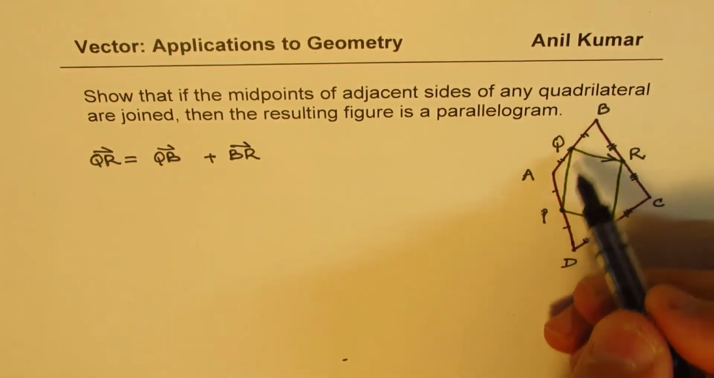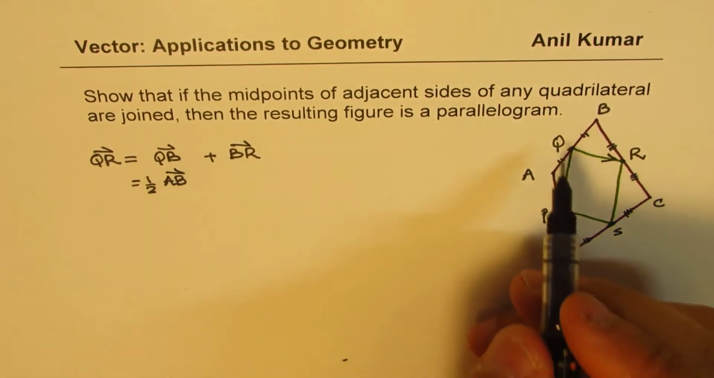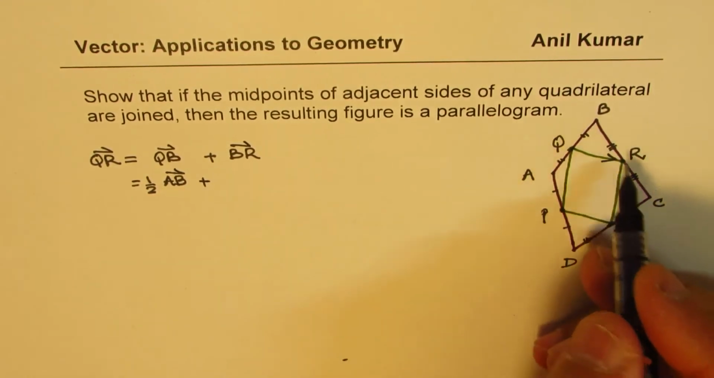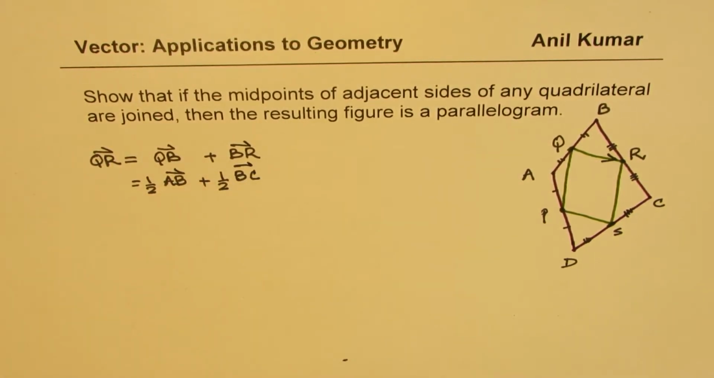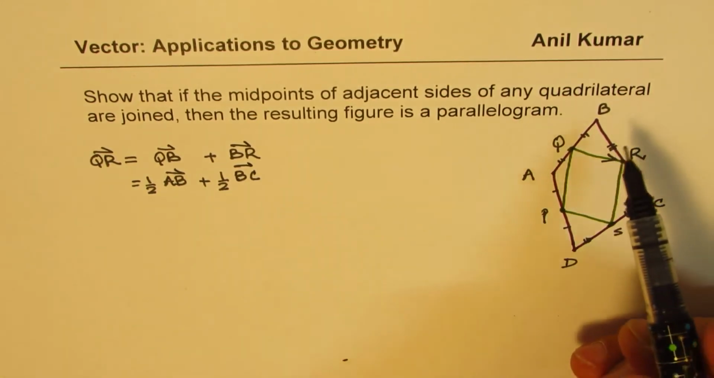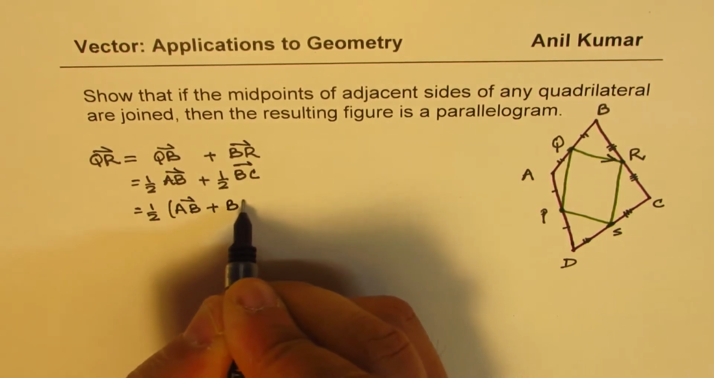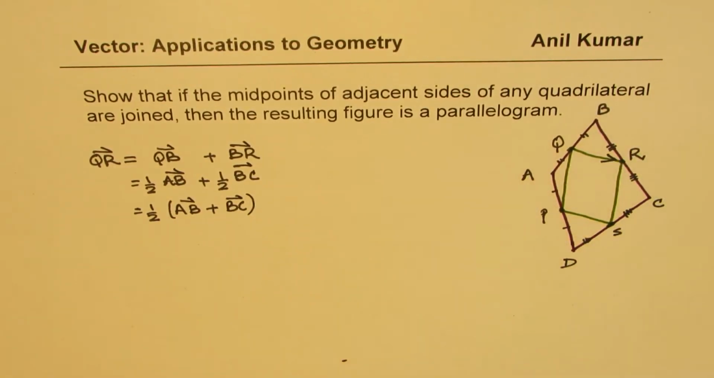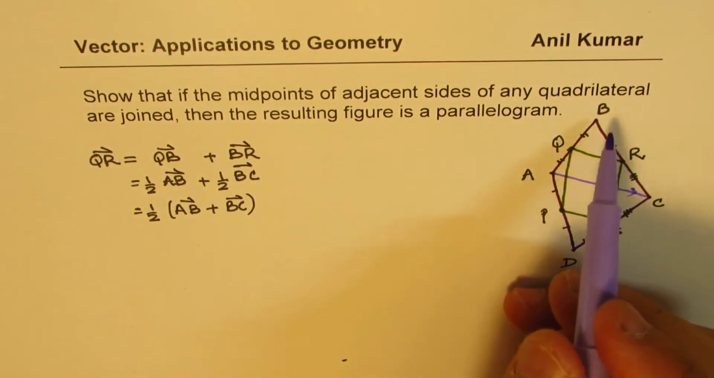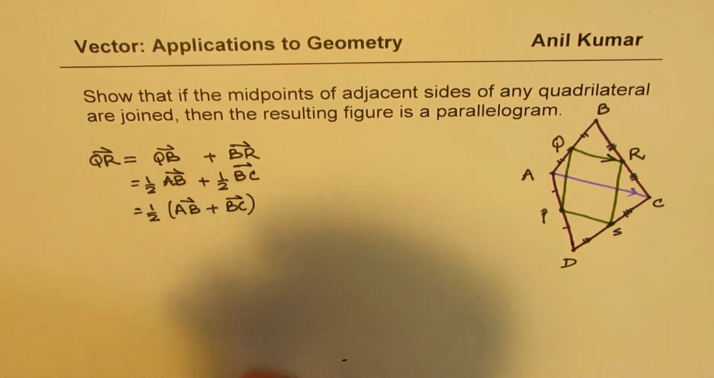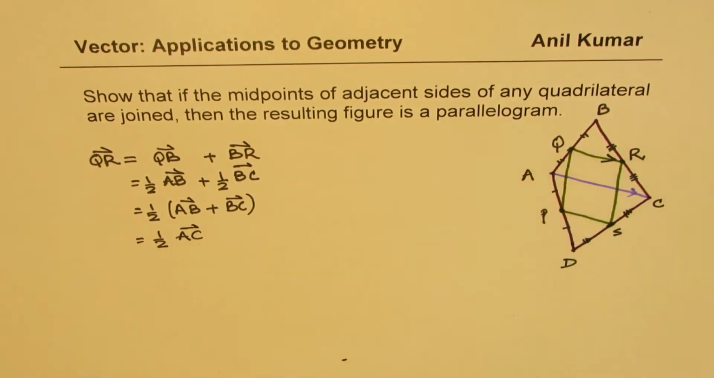Now QB could be written as half of AB, since we know Q is the midpoint, and BR is half of BC, right? Correct? Now, we could also write this as half of AB plus BC. Now AB plus BC is what? Well, let's join it. AB plus BC, we can join this. That is what it is, right? So it is half of AC. So we know what QR is.